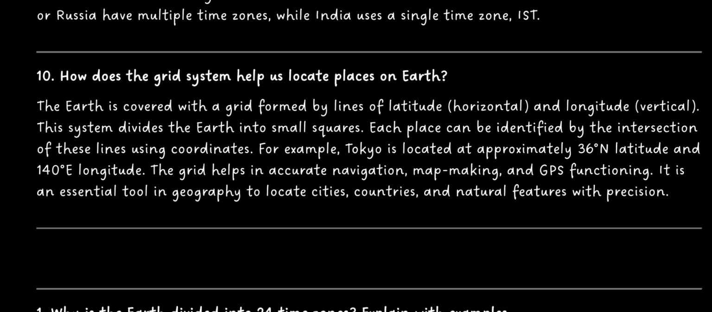For example, Tokyo is located at approximately 36 degree north latitude and 140 degree east longitude. The grid helps in accurate navigation, map making, and GPS functioning. It is an essential tool in geography to locate cities, countries, and natural features with precision.